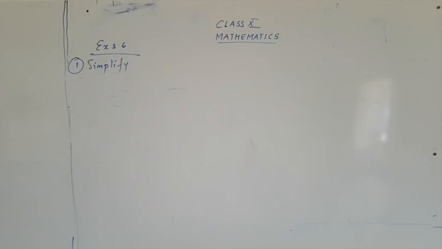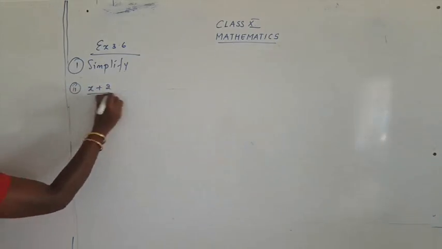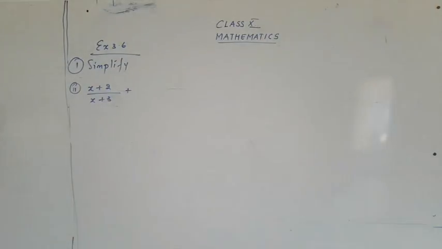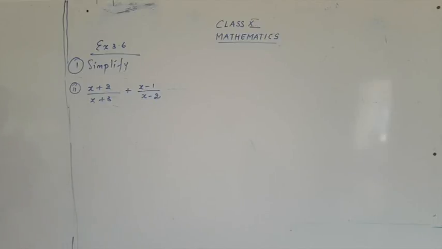The second subpart is (x+2)/(x+3) + (x-1)/(x-2). Now this expression is of the second type. For the first subpart, it was addition of rational expressions with like denominators. The denominators were the same.